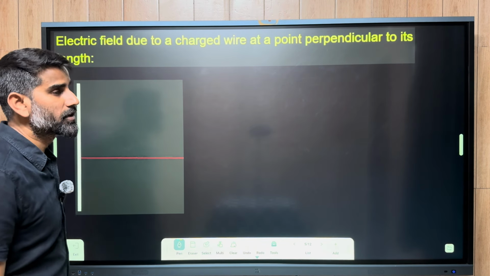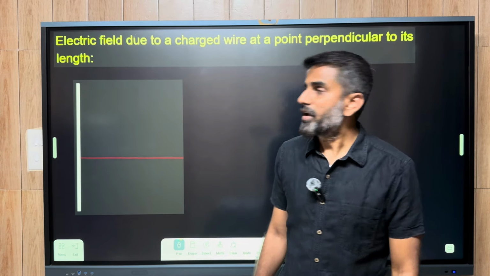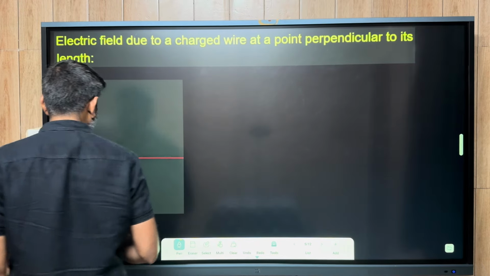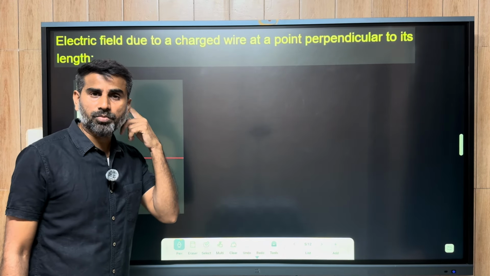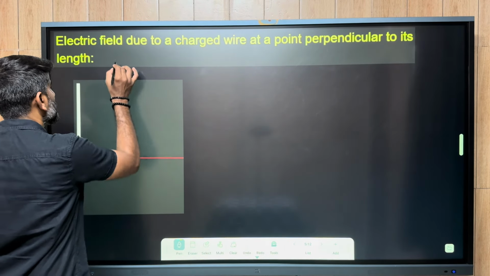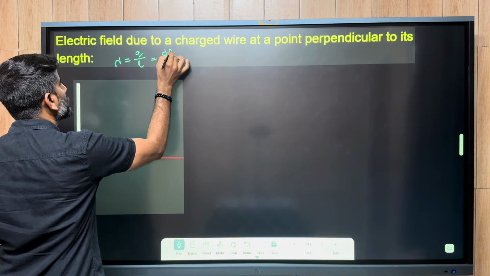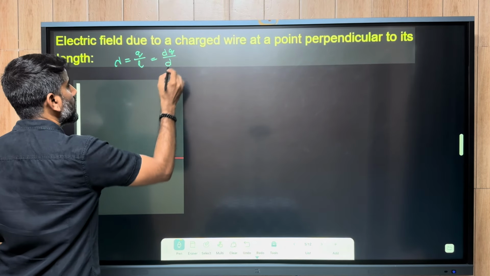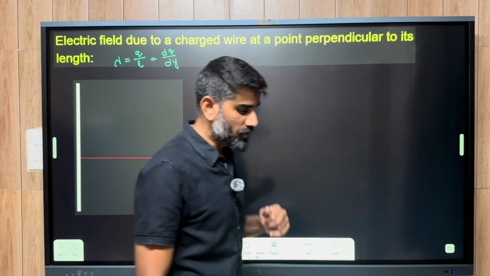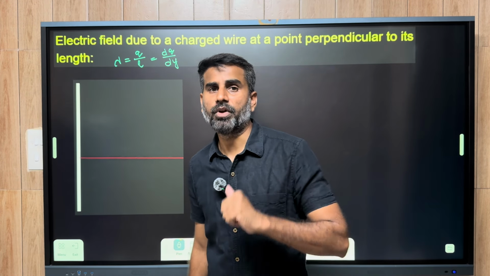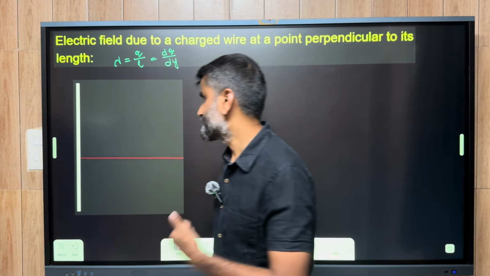This is another kind of example where we use linear charge density. Again I'm going to write the linear charge density definition that I've already mentioned. Linear charge density is the charge distributed per unit length of the object. The formula is lambda equals q by L, which is equal to dq by dy. Here I am going to take dy because the rod is along the vertical axis, the y axis, so I am going to consider the elemental length as dy.